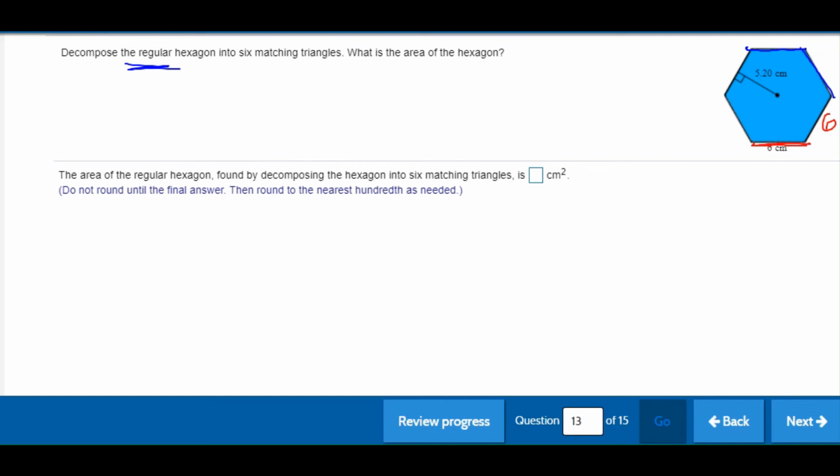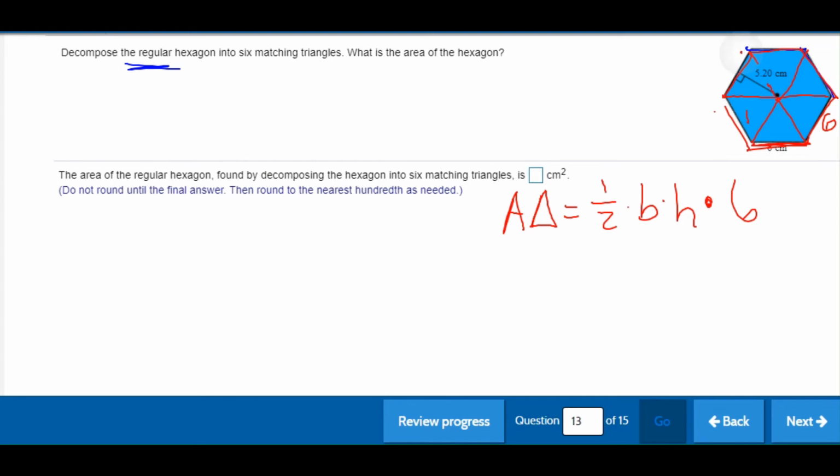And I can decompose this into 6 matching triangles. So I'm going to decompose it like this. And now I'm going to have 6 matching triangles. So I'm going to find the area of one triangle. The area of one triangle is going to be equivalent to 1/2 times the base times the height. And then since I have 1, 2, 3, 4, 5, 6 matching triangles, I can multiply by 6 to get the area of the figure.